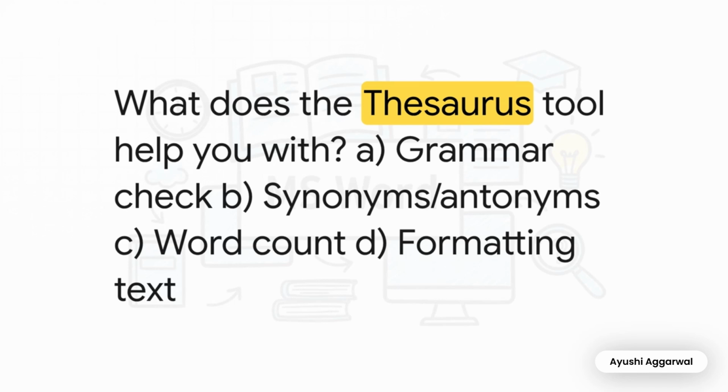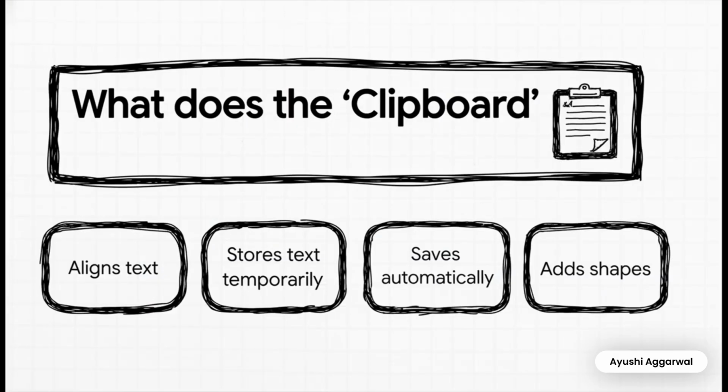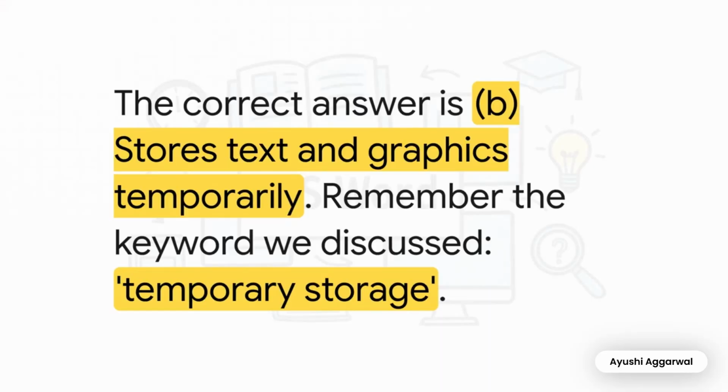What's the correct answer? And the correct answer is option B, finding synonyms and antonyms. Perfect. We just discussed that the Thesaurus is used to find words with similar and opposite meanings. Let's move on to the next one. What does the Clipboard feature in Word do? Read the options carefully and try to recall that specific keyword we discussed. The correct answer is B, stores text and graphics temporarily.